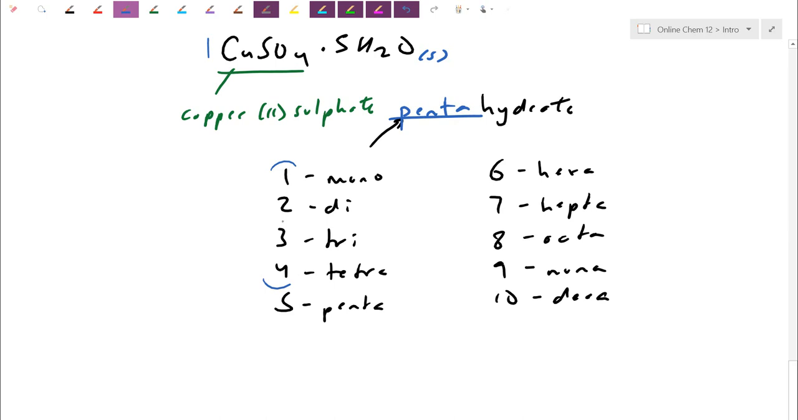We ended up doing methyl, ethyl, propyl. We won't need to do that in this course here. So make sure you're comfortable with those prefixes here.